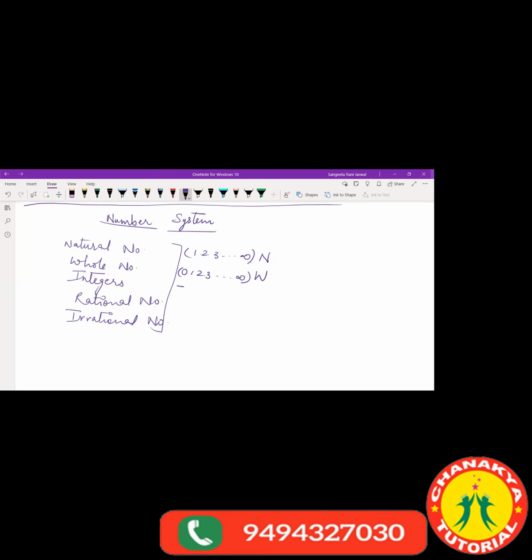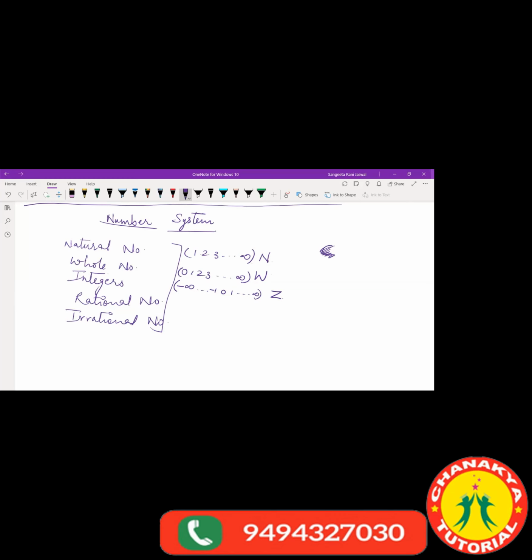Integers. Ma'am, negative numbers and positive numbers, and it is represented by Z. Yes, Z. I thought you were saying C. Okay, so that's Z. Why do we call it Z? Because it is after a German word, Zahlen.